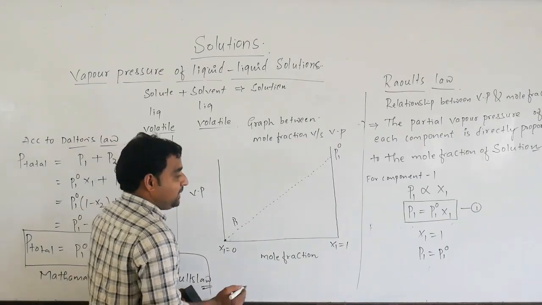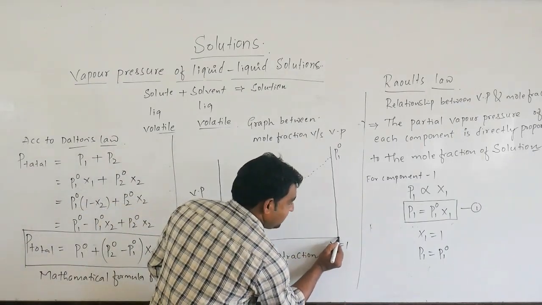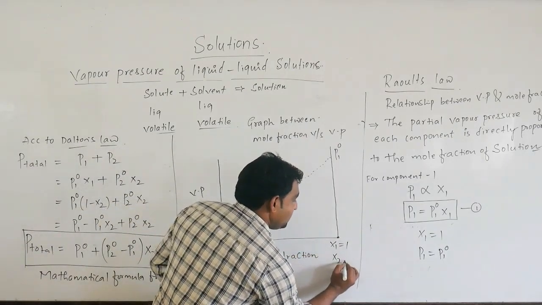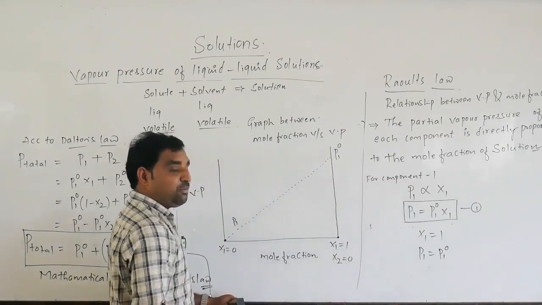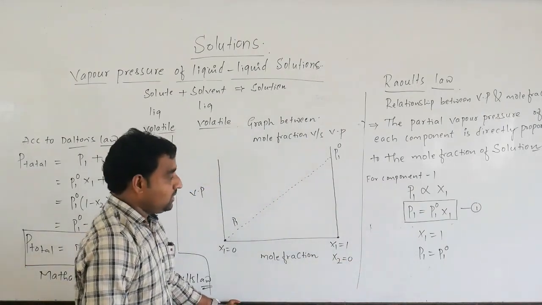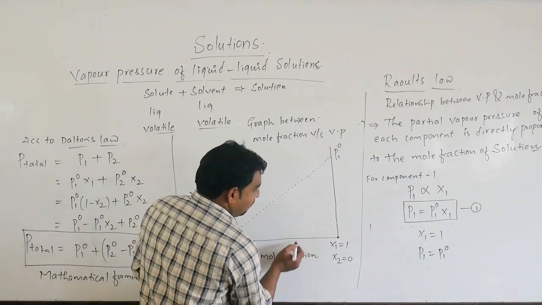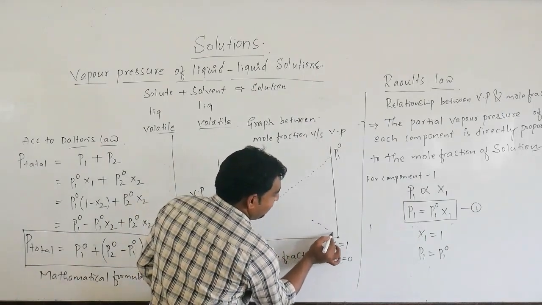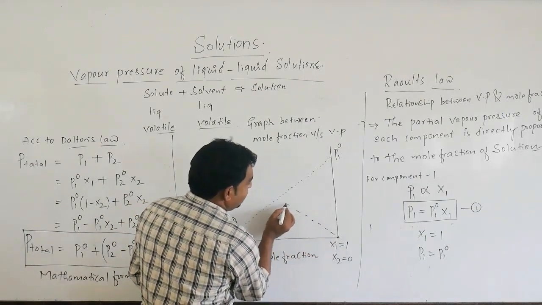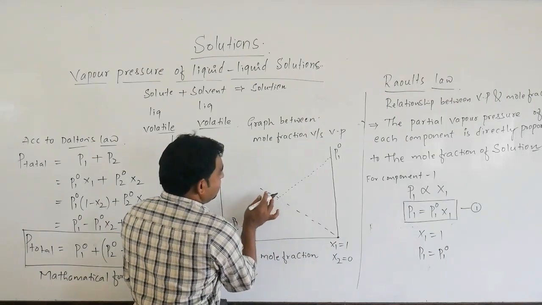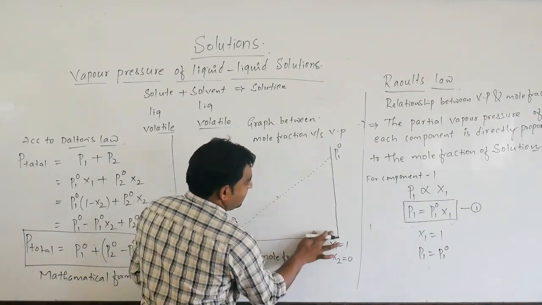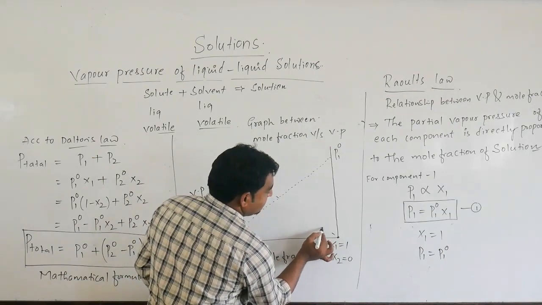And the second component graph also starts at the origin. It means x2 is equal to 0, so the second component's mole fraction is 0. As the mole fraction or number of moles increases, the vapor pressure also increases.